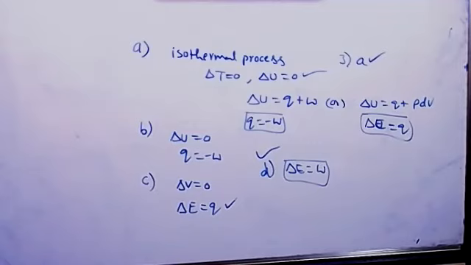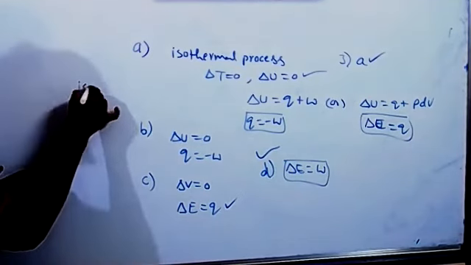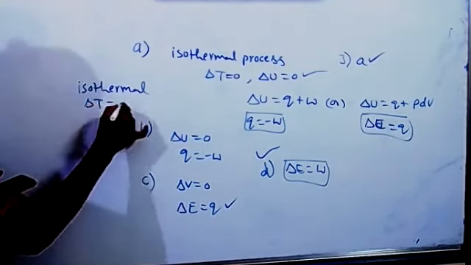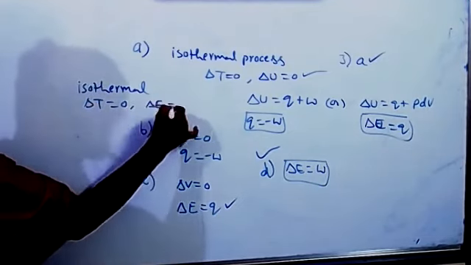Fourth, 1 mole of an ideal gas at 300 Kelvin is expanded isothermally from an initial volume of 1 liter to 10 liter. So the internal energy change, delta E, for the process? Simple answer, 0, right? Because the gas is expanding isothermally. In an isothermal process, delta T is equal to 0, then delta U or delta E, internal energy change, is also 0.